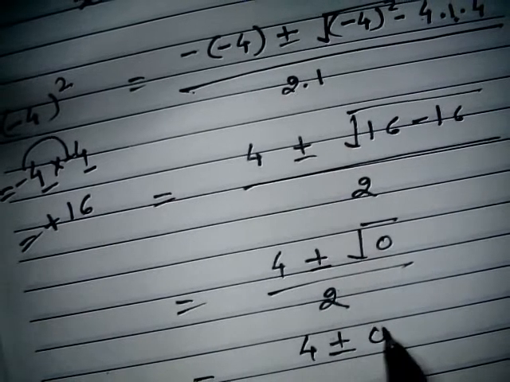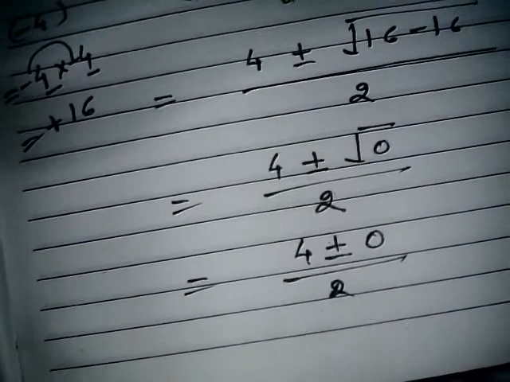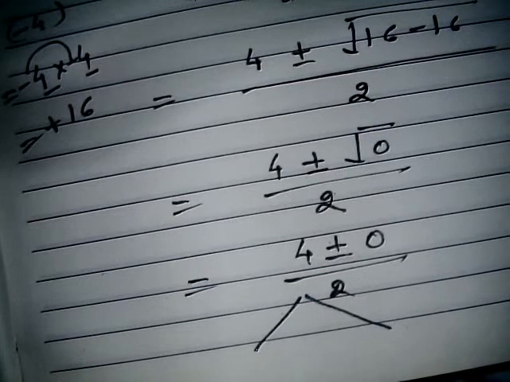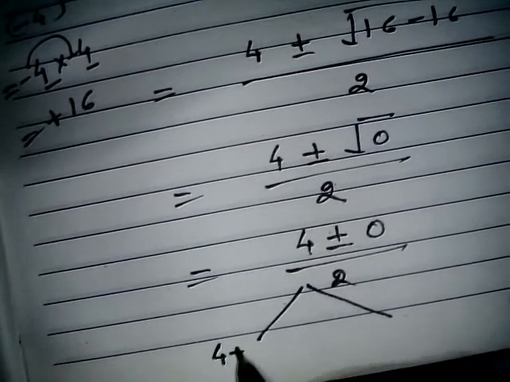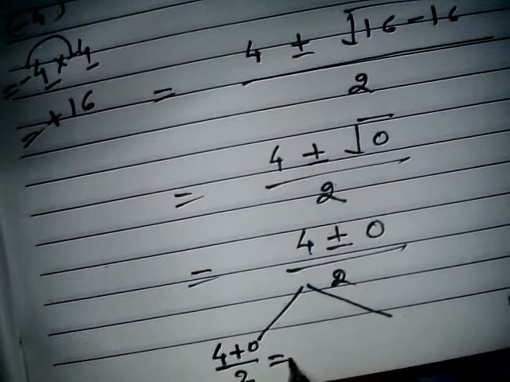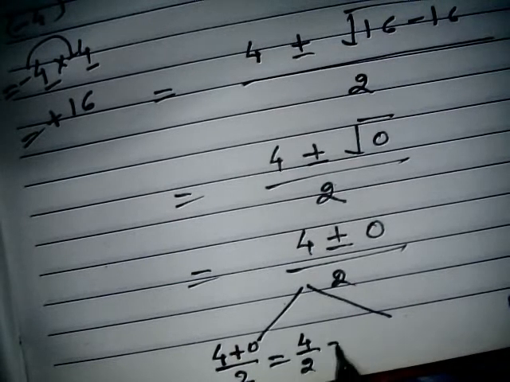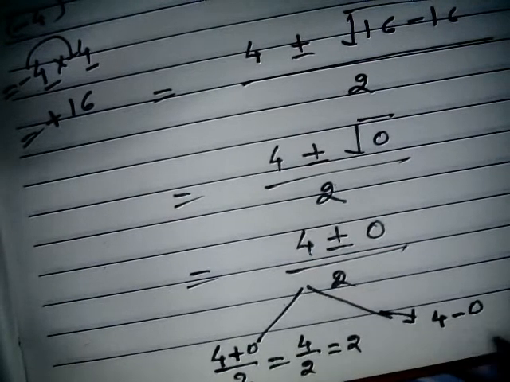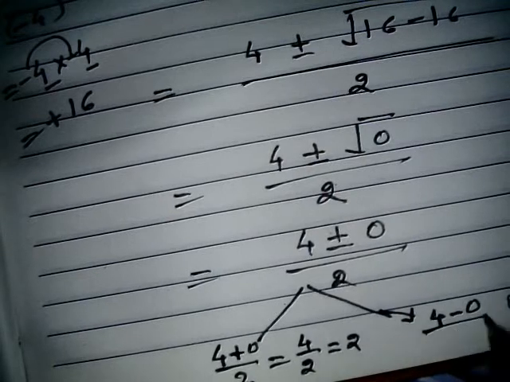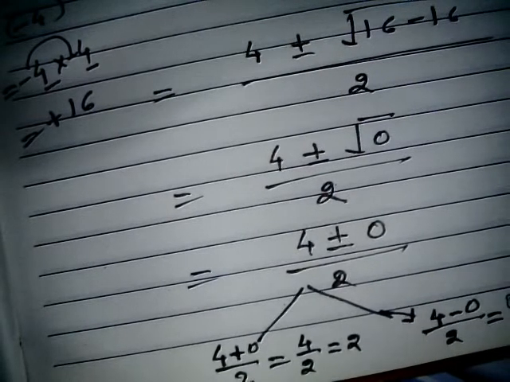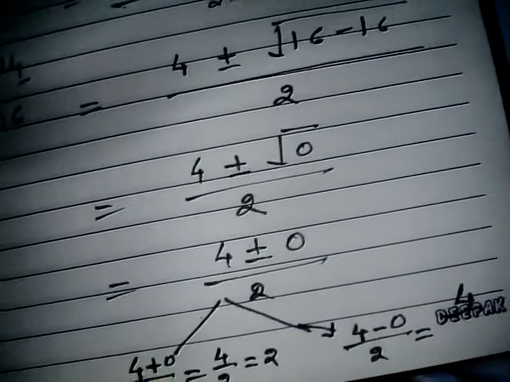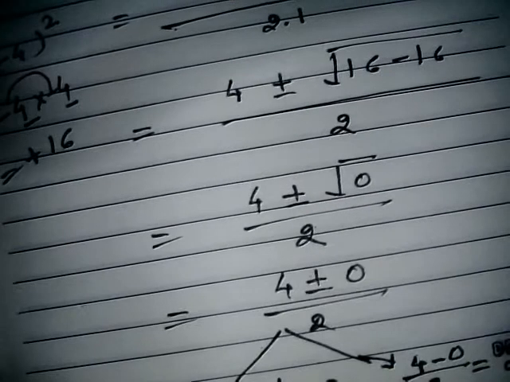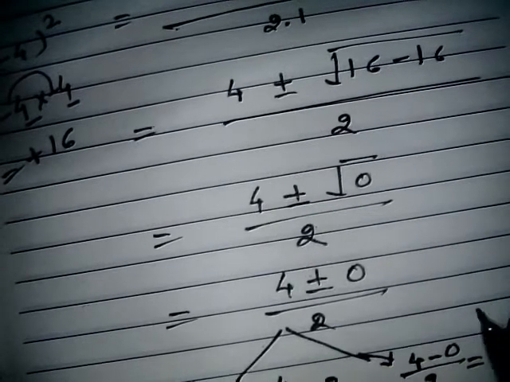Okay, now I need to divide it in two: one time with positive sign upon 2, so 4 plus 0 is 4 upon 2 is equal to 2. Okay, second time, 4 minus 0 upon 2, 4 minus 0 means 4 upon 2 is equal to 2. So here x value is going to be 2 and 2, x equals 2. Twice you are getting the same values.